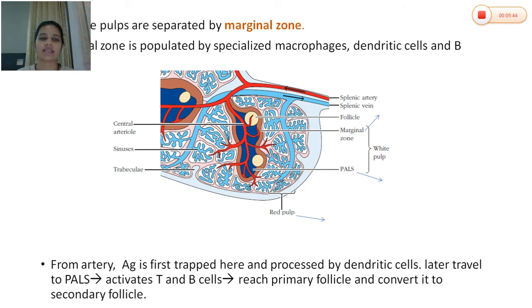The antigen first enters the spleen through the artery. So this red structure is the splenic artery. We already discussed that the area surrounding the splenic artery forms the white pulp. Once the antigen enters the spleen through the artery, it is first trapped and processed by the dendritic cells. Where are the dendritic cells present? These dendritic cells are present inside the marginal zone.